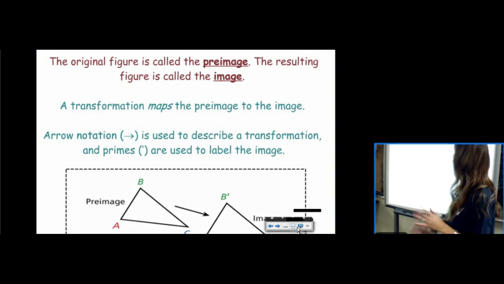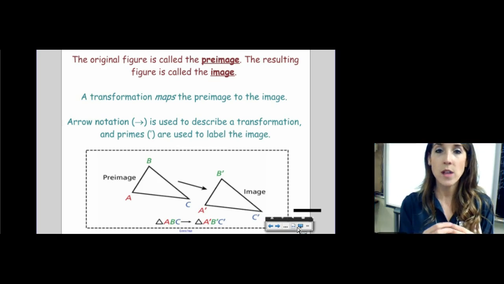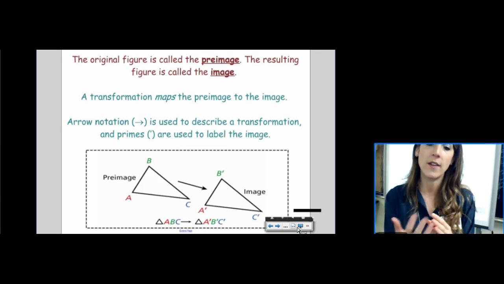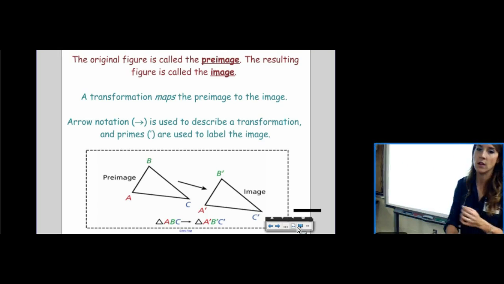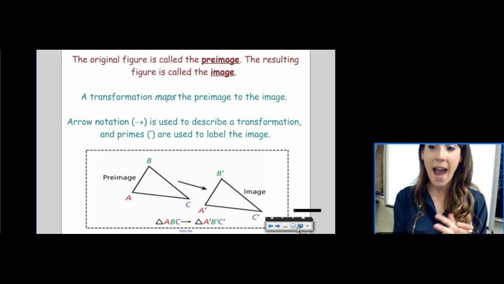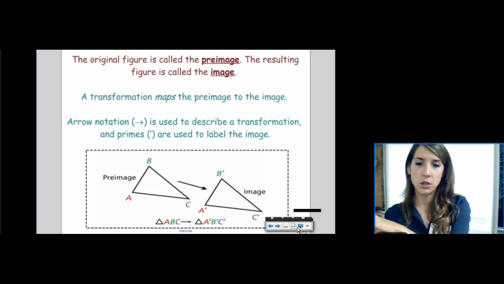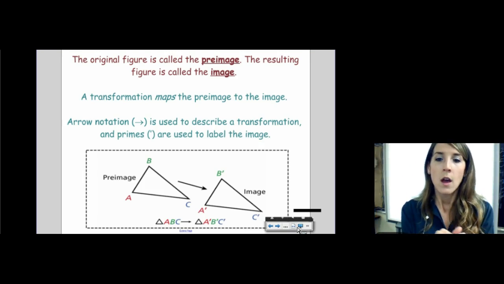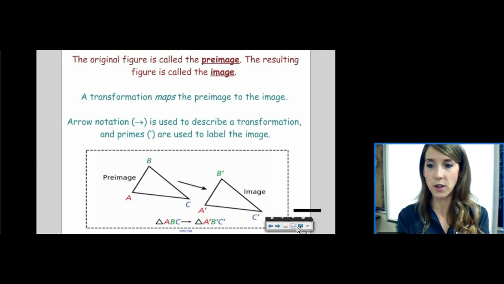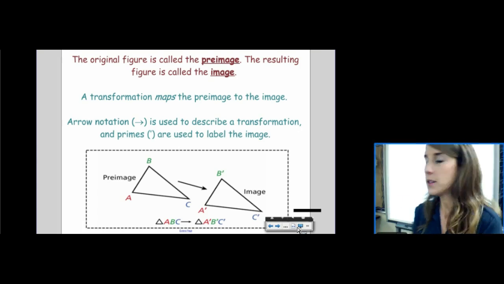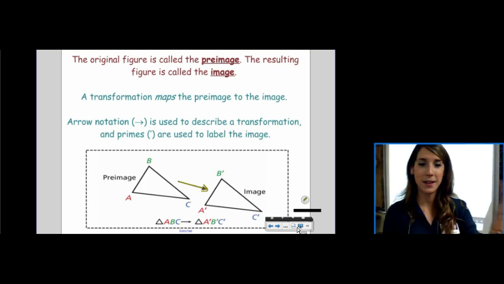So your original figure is called the pre-image. That's what you start with. When you transform it, the resulting figure is called the image. So pre-image to image. We use the word map a lot. So we say that this figure maps to the image. So when you see an arrow, that means, hey, this figure has been transformed. This is a transformation. So when you see an arrow like that, it shows you which one was the pre-image and which one's the image.